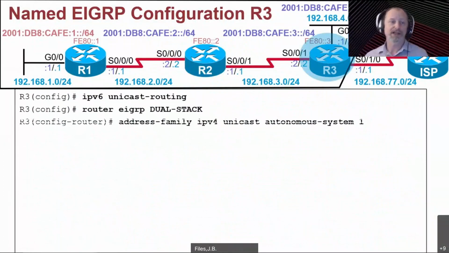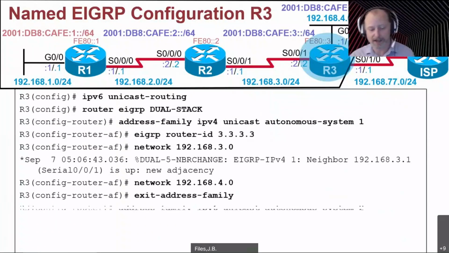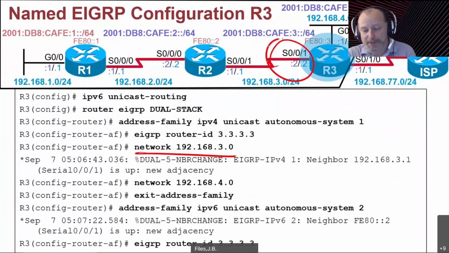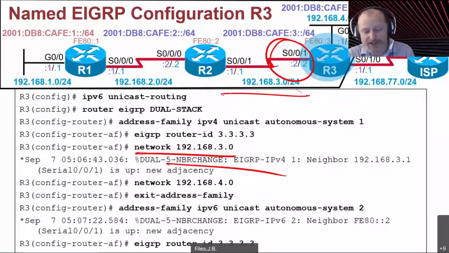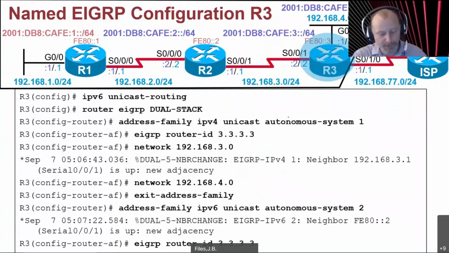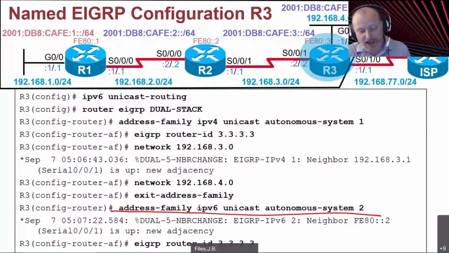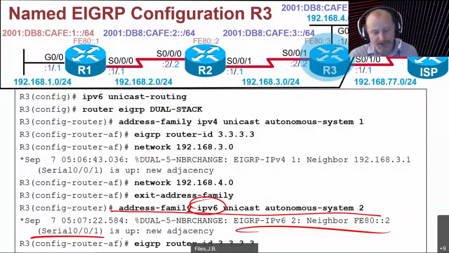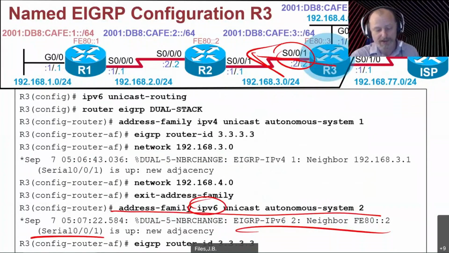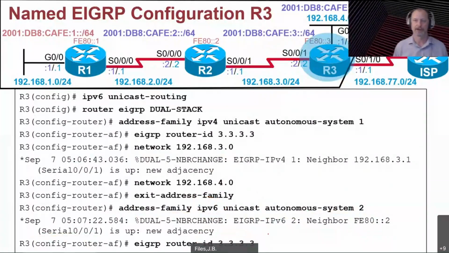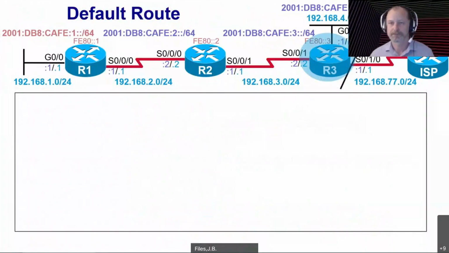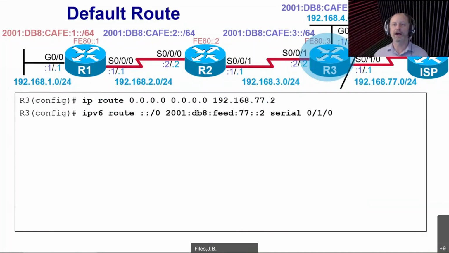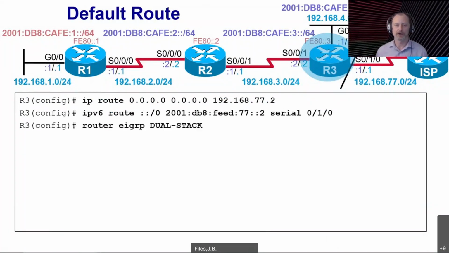All right, R3 unicast routing, et cetera, et cetera. Got the router ID. Okay. As soon as this network statement came up and that started participating, we got a neighbor adjacency between R2 and R3. But you notice as soon as we started IPv6 address family, we got a neighbor adjacency, serial 0/0/1, right? Out that direction, even before we had a router ID configured. Okay. Then we've got the default route for IPv4 and a default route for IPv6. We're going to go into dual stack.